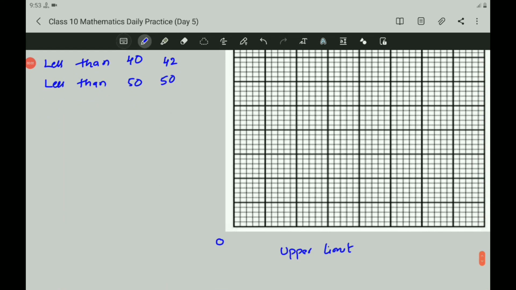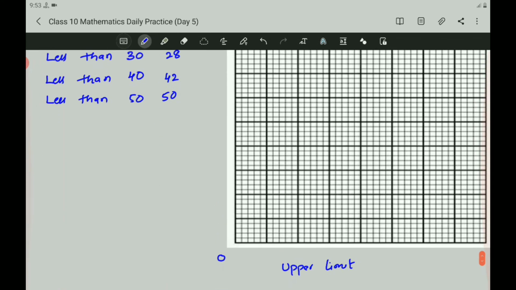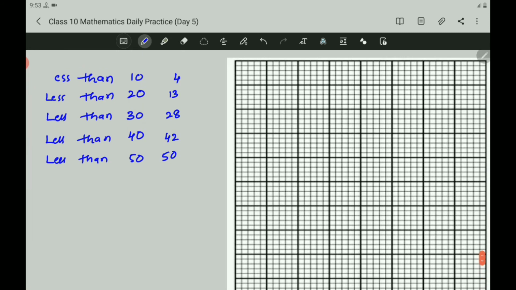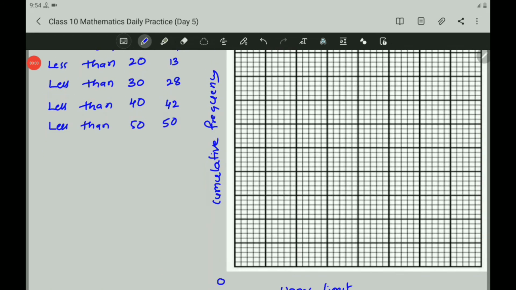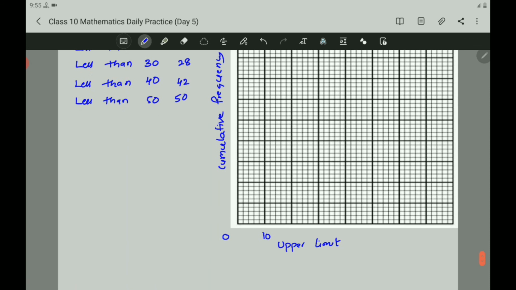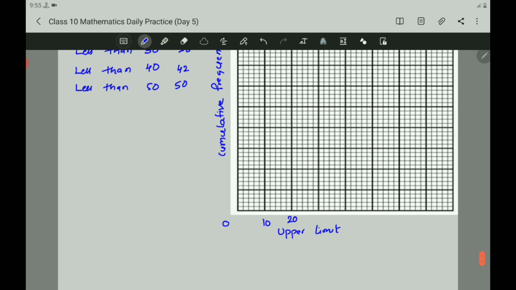Now let us take the upper limit on the x-axis and the cumulative frequencies on the y-axis, because here we are adding them. Here you have to take 10, 20, 30, 40, 50. So you take, this is 10, 20, 30, 40, 50, 60, 70.